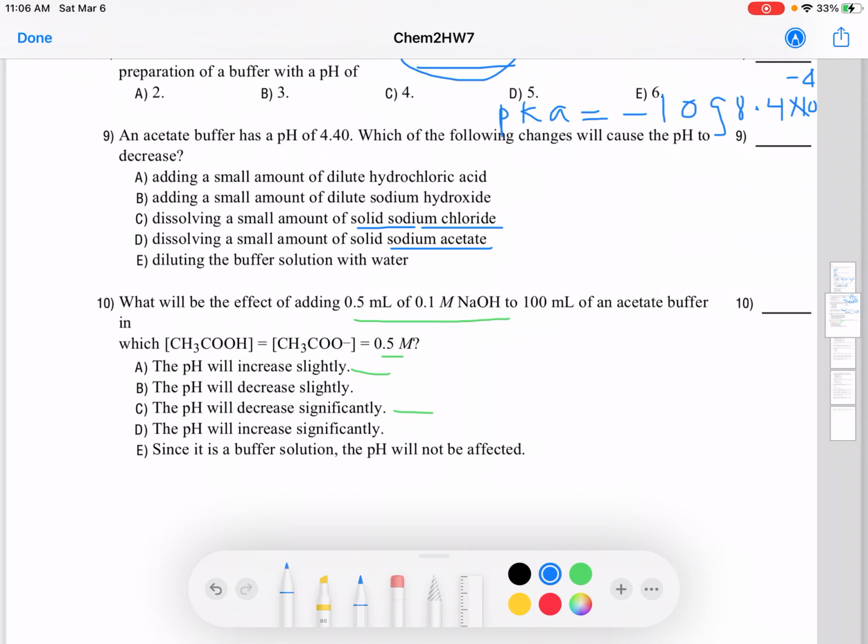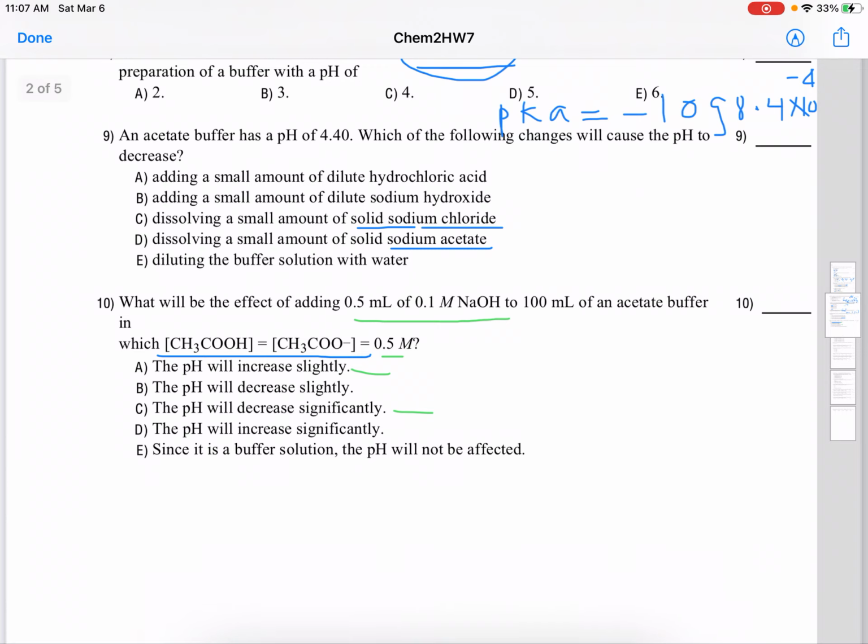What will be the effect of adding 0.5 molar sodium hydroxide to an acetate buffer? Now earlier we had hydrochloric acid, now we are adding sodium hydroxide. So what would happen if you add sodium hydroxide, which is a base? It will increase the pH slightly since it's a buffer. If it is not a buffer system, then it would increase significantly. So since it's a buffer system, it will increase slightly.